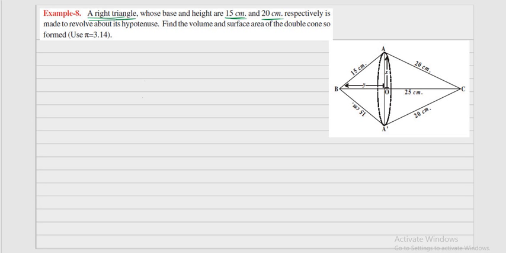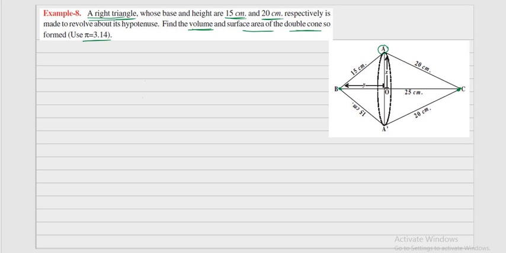Okay, now in this particular problem, what is being asked is to find the volume and surface area of this double cone which is formed, and we are asked to use pi equal to 3.14. Now let us see the diagram. When I rotate about this BC, which is my hypotenuse, this is A, and at A we have the right angle.